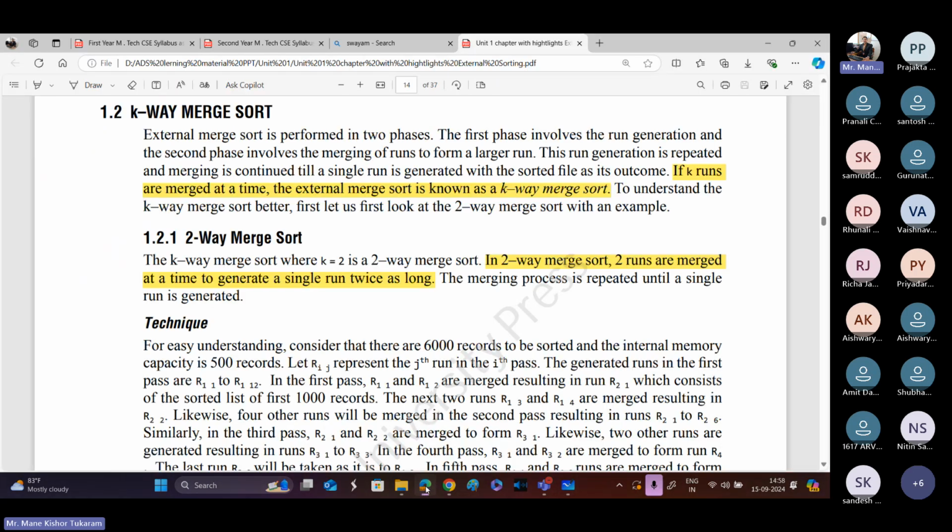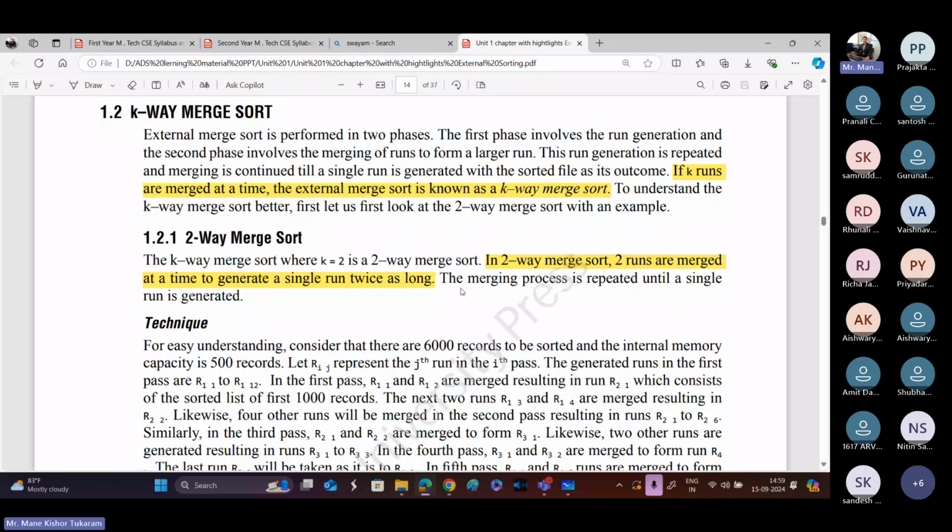So K-way merge sort means what? K runs are available at a time, and we have to apply the external sort, which is nothing but the K-way merge sort. So K runs means what? Suppose I say two runs. Two runs means two sorted array blocks which are available, and we have to combine and sort them. First is the two-way merge sort. Two-way merge sort means what? Here two runs are merged at a time to generate a single run twice as long.